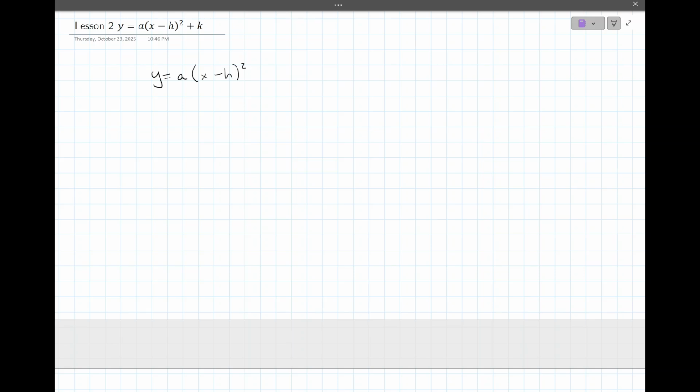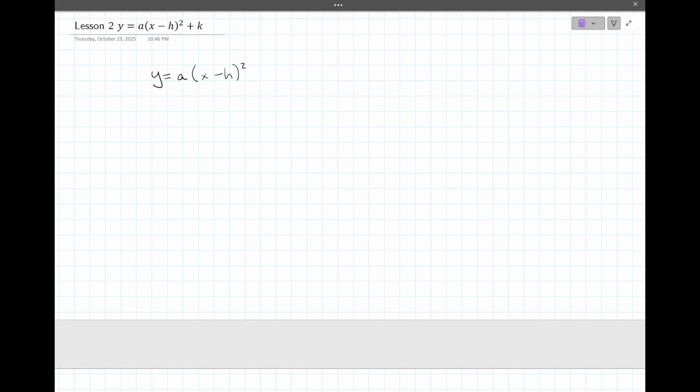What we've done so far is we moved parabolas up and down, or we made them wider, or we made them narrower, right? But we haven't moved them side to side yet. So, spoiler alert, this is going to move it side to side.